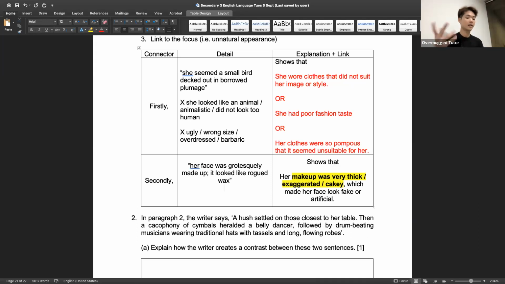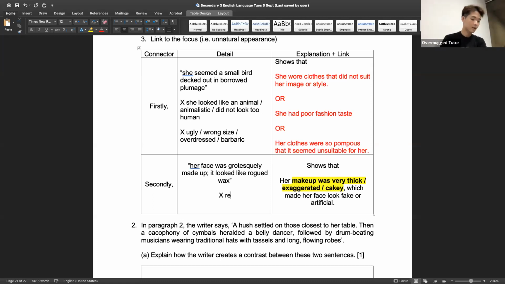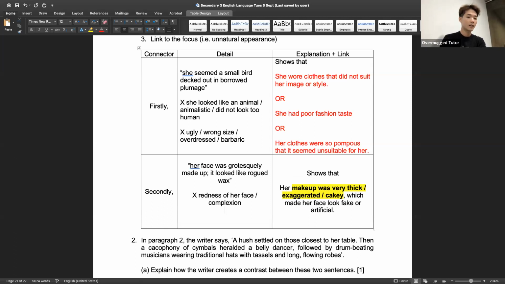Overly done, yes, can, because it's about exaggerated, can be accepted. What will not be accepted is redness of her face, because people think the robe is red, which is not the case here. Then what's also not accepted is misshapen face. Wow, so sad. Did not look human. Imagine somebody describing how you look like: oh, she does not look human. That is just so sad. Okay, face look fake. So it's about her makeup because of the words over here, made up. These are the not acceptable ones.